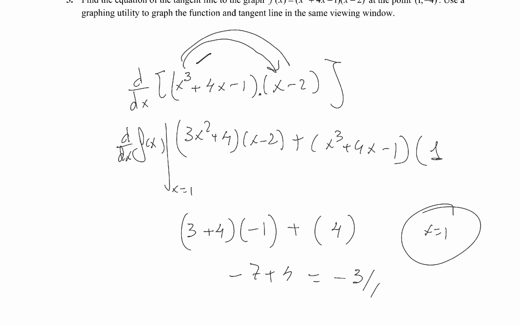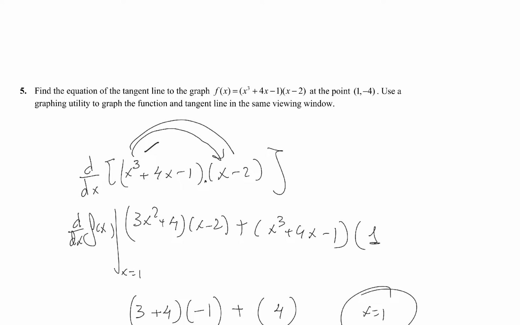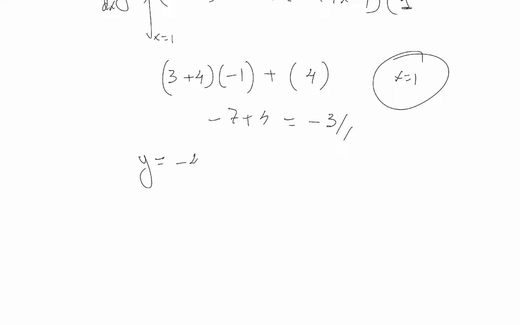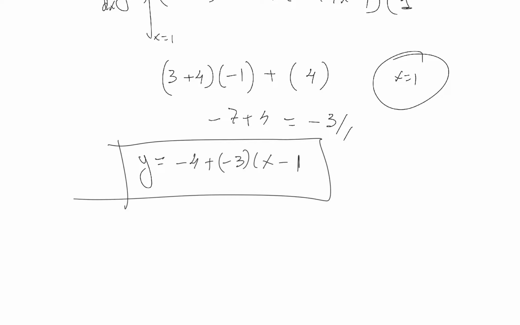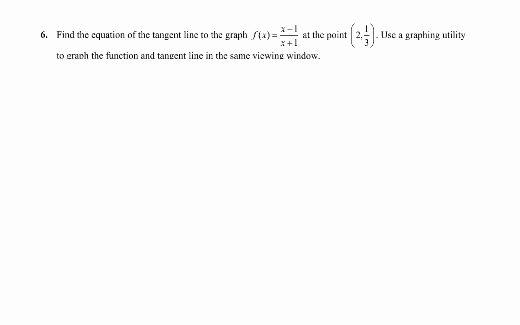So the problem is asking you to use a graphing utility to graph the function and the tangent line in the same window. If you want to find the tangent line, it will be y equal y0, where y0 is minus 4, plus m, which is minus 3, multiplied by x minus 1. And this is the equation of the tangent line. If you try to do it using the distributive property, you will find the same result, but it will be longer. Let's go to the next problem.